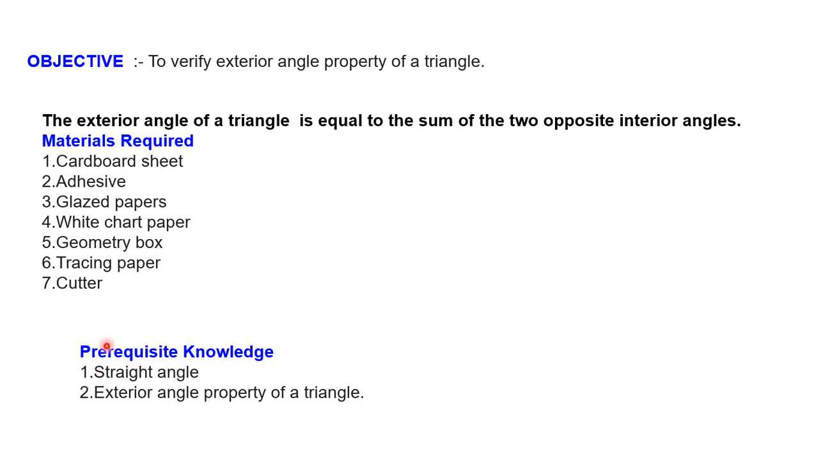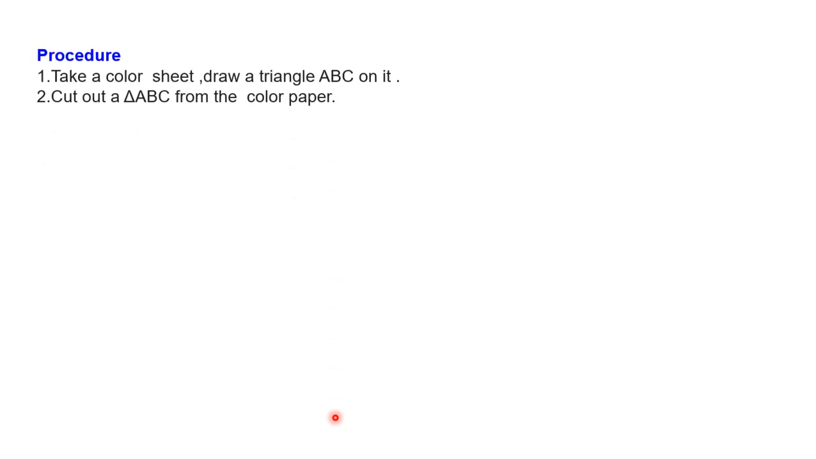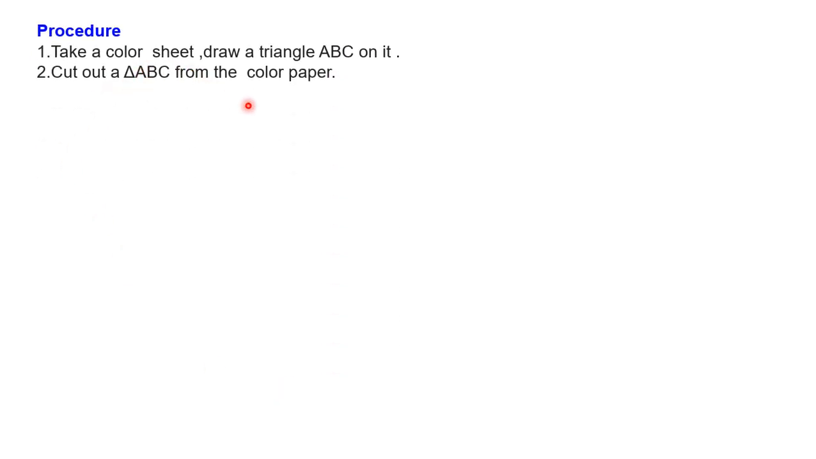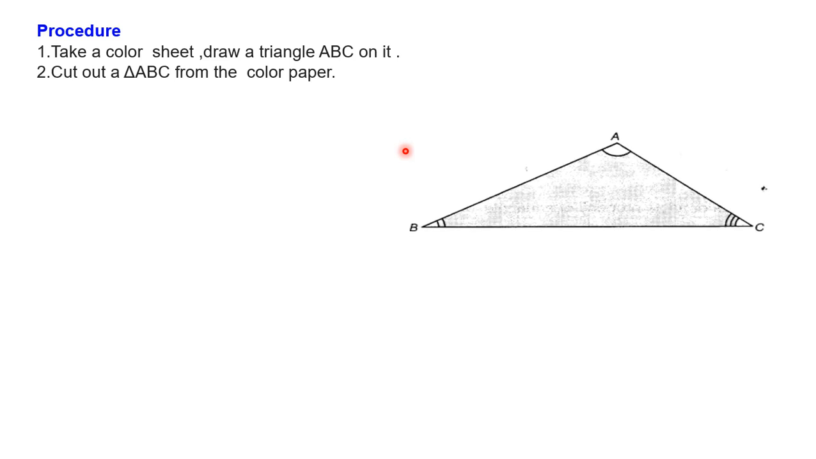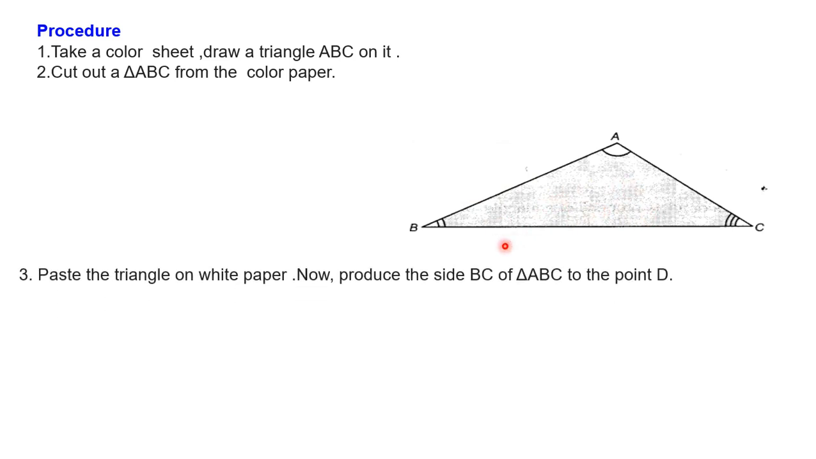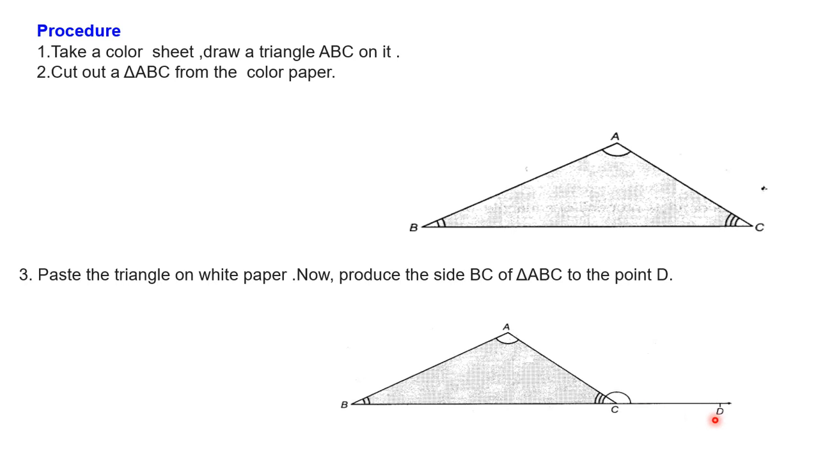Now the prerequisite knowledge is that we know the straight angle is equal to 180 degrees, and we know the exterior angle property of a triangle. Now let's start. Take a color paper and draw a triangle ABC on it and cut this triangle from the colored paper and paste it on a white paper, and then you have to produce the side BC of triangle ABC to the point D.